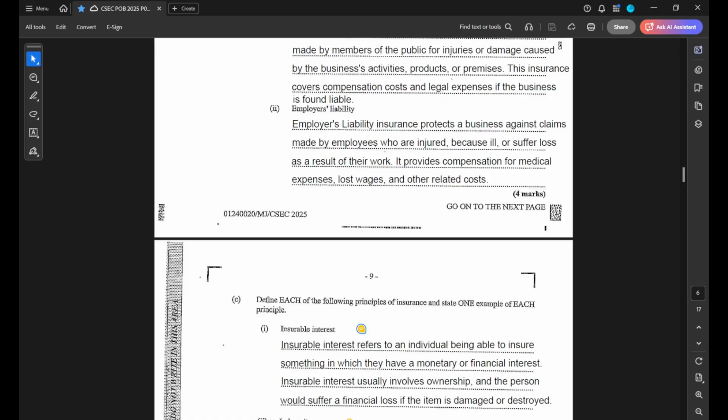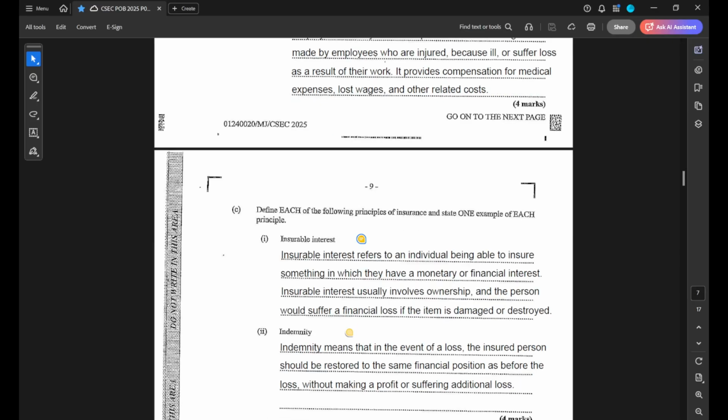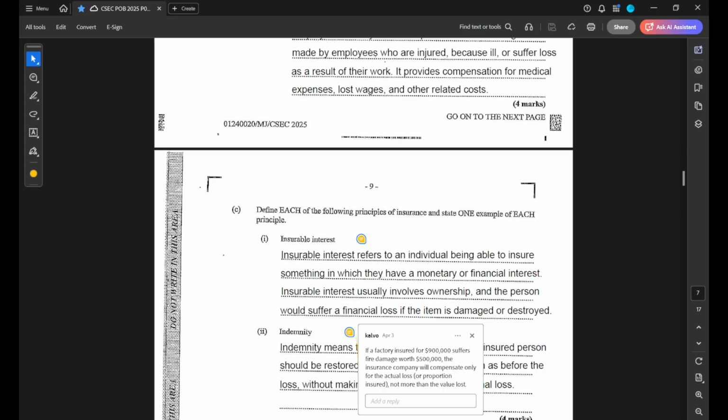Okay. Indemnity means that in the event of a loss, the insured person should be restored to the same financial position as before the loss, without making a profit or suffering additional loss. And we should know that, for example, if a factory insured for $900,000 suffers fire damage worth $500,000, the insurance company will compensate only for the actual loss, not more than the value lost.